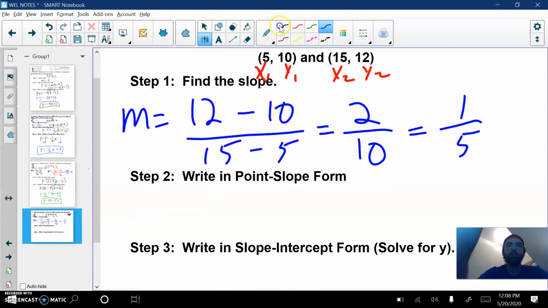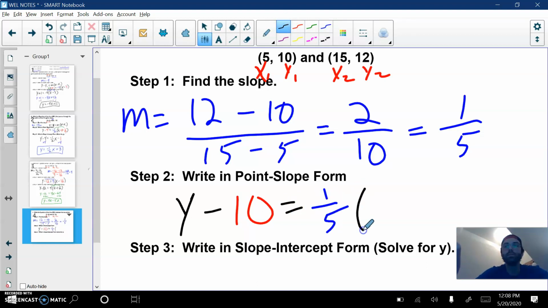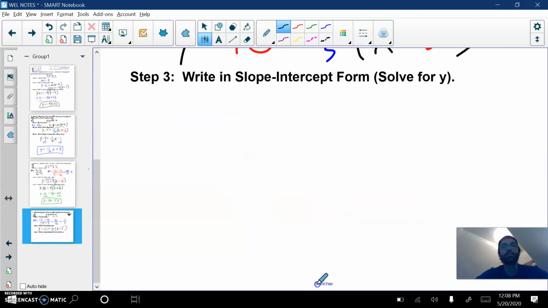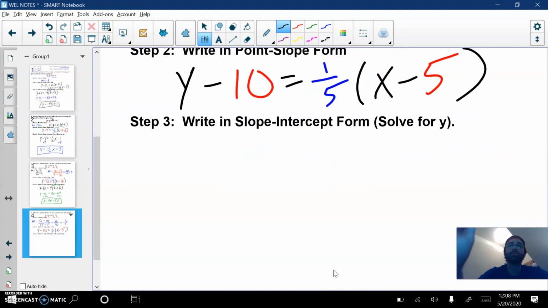Write in point slope form. y minus y1, which is 10, equals m, which is 1/5, times x minus x1, which is 5. Boom. That's point slope form. Stop there if it asks you for point slope form. But if it asks you for slope intercept form, whoa.